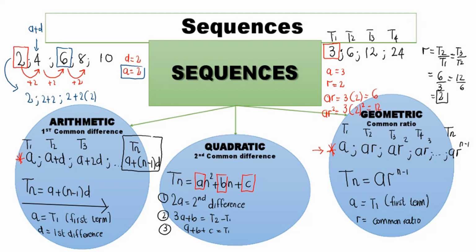Meaning that the equation that we use to get the general formula of the nth term is Tn equals A times R to the power of n minus 1. Okay, guys, I hope everything made sense here.